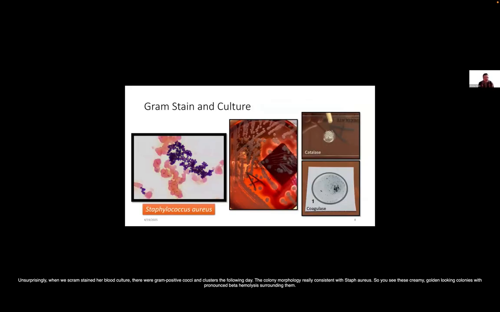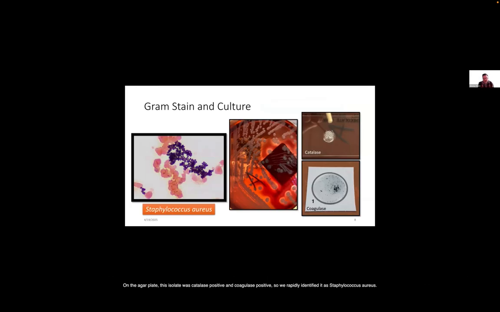Unsurprisingly, when we gram-stained her blood culture, there were gram-positive cocci in clusters the following day. The colony morphology was really consistent with Staph aureus. You see these creamy, golden-looking colonies with pronounced beta hemolysis surrounding them on the agar plate. This isolate was catalase positive and coagulase positive, so we rapidly identified it as Staphylococcus aureus.